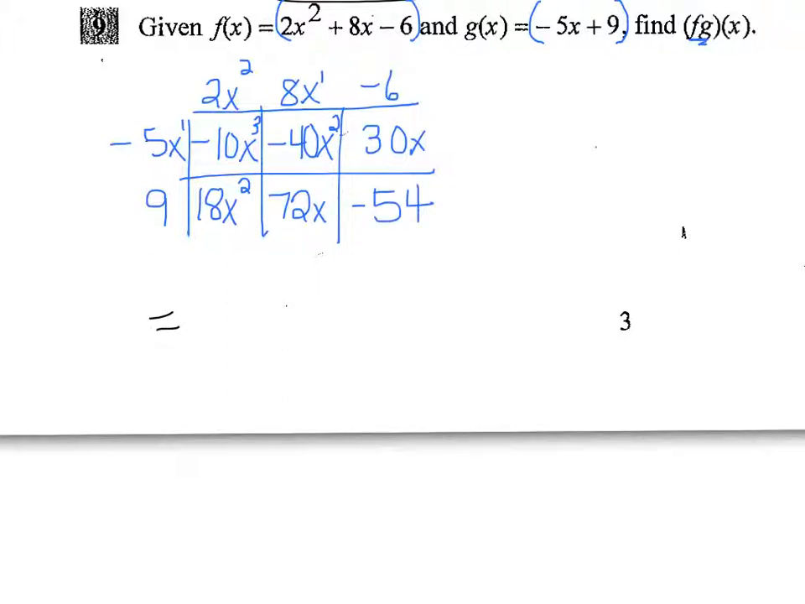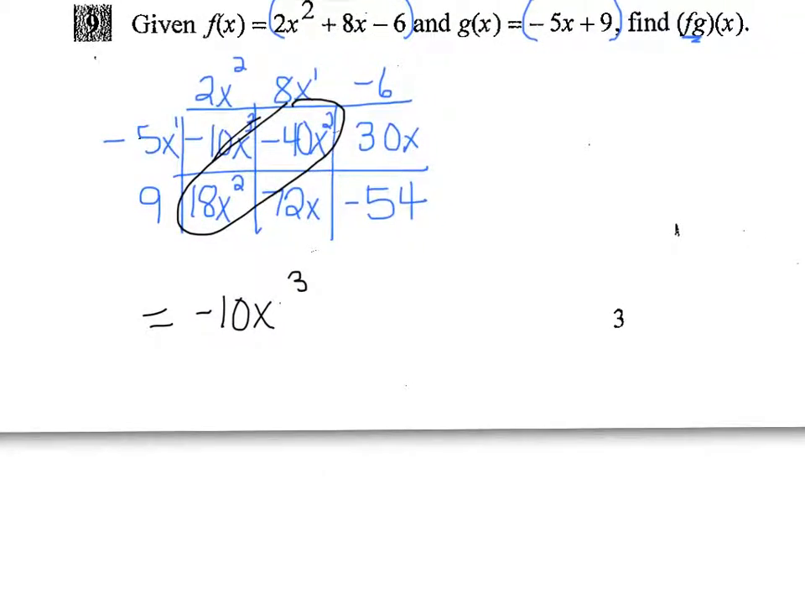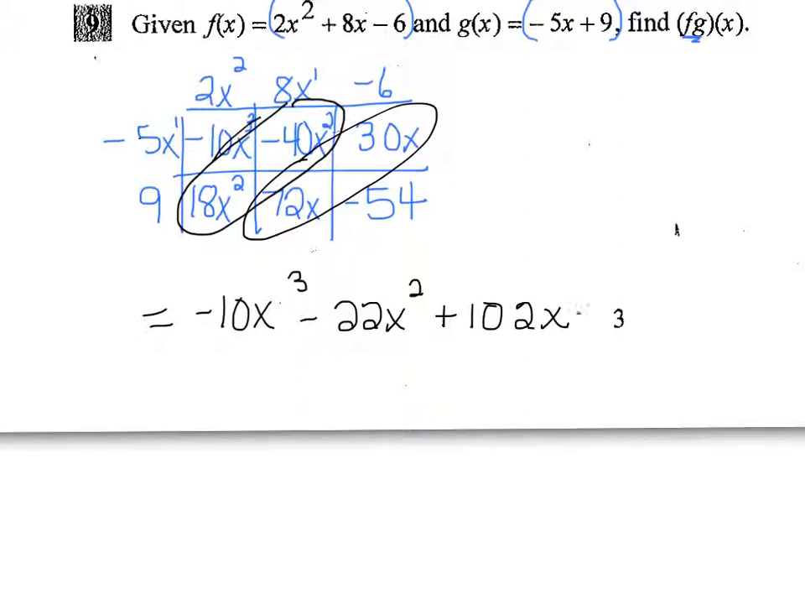Now we'll go through and combine like terms. So I have negative 10x to the thirds, and that's it. Next, we can put these together. So that's negative 22 x to the seconds. We can combine these, and we get 102 x's, and last we have the negative 54.